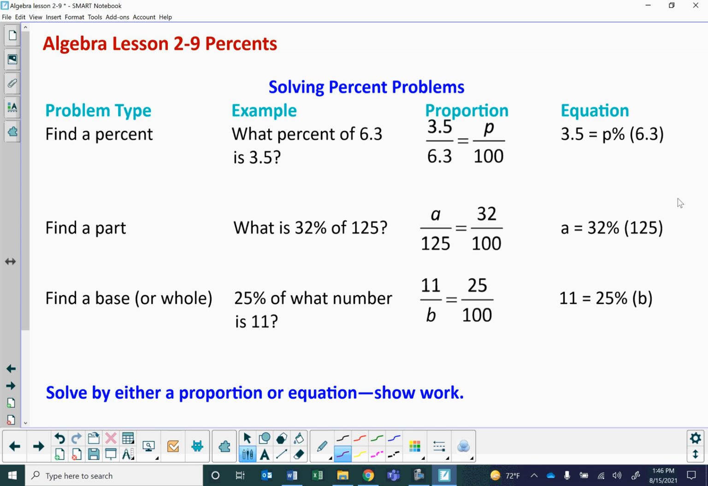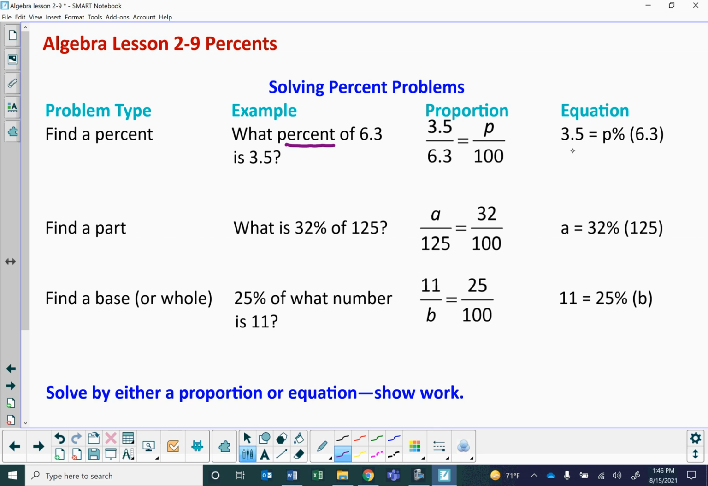Okay, continuing on, solving percent problems. You can solve it, like I said, with a proportion or an equation. So look at the problem type. If it says to find a percent, like what percent of 6.3 is 3.5? The proportion, 3.5 is the part, so it goes on the top. 6.3 is the whole, so it goes on the bottom. P is the percent that we're looking for over 100. To solve that as an equation, you literally can just write it word for word. 3.5 equals P% of 6.3, because it says what percent, okay, of means multiply in math most of the time. So what percent, P% of 6.3 is equal to 3.5.